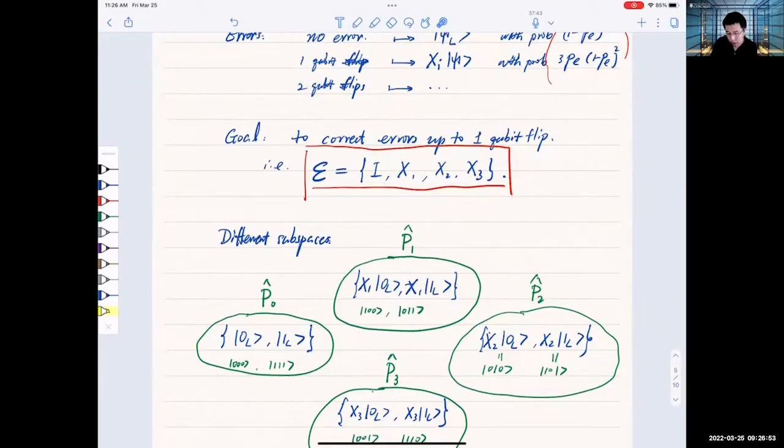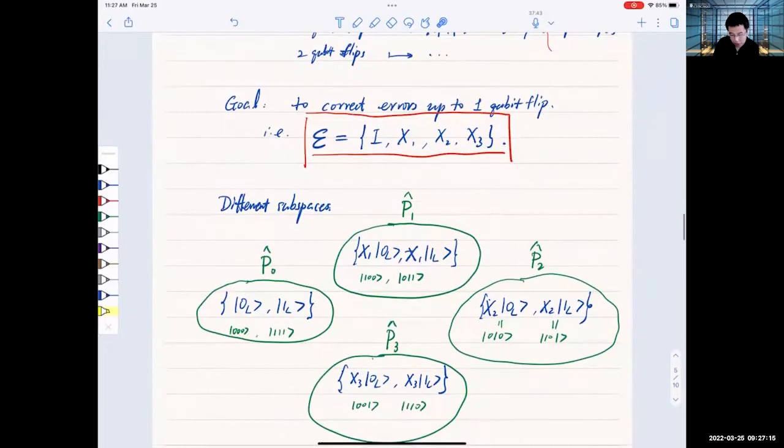Similarly, if there is a bit flip on the second qubit, then we go to the error space associated with that, which we call P2, spanned by |010⟩ and |101⟩. And finally, if the third qubit has a flip, it maps the system to another 2-dimensional subspace, spanned by |001⟩ and |110⟩. And notice that these 4 subspaces each have dimension 2, and they are all orthogonal to each other.